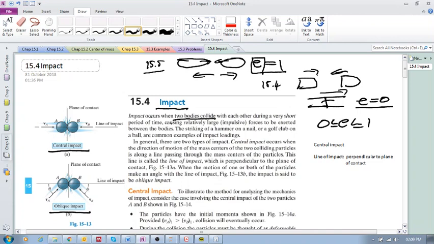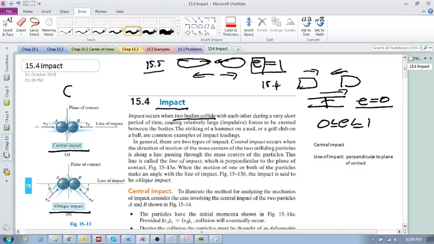Central impact is simply where the line of action basically passes through. Let's read here. It occurs when the direction of motion of the mass centers of the two colliding particles is along a line passing through the mass centers of the particles. This is the line of impact. The line of impact is always perpendicular to the plane of contact.